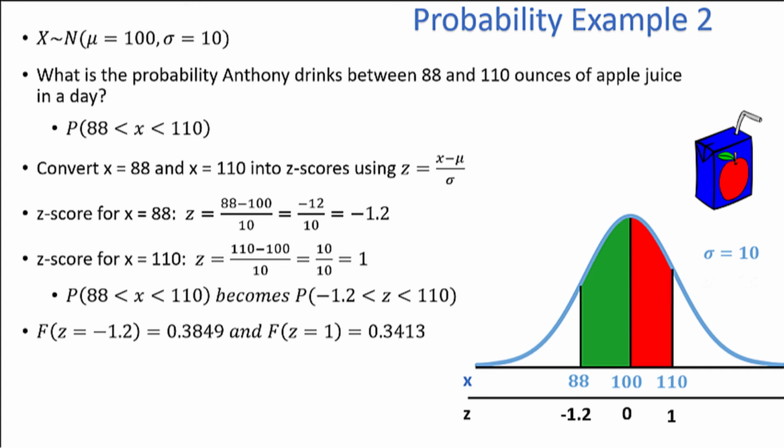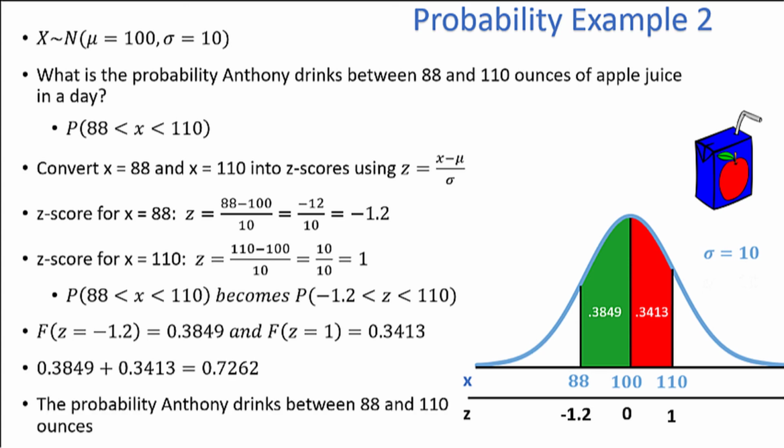Now back at our graph, remember that these probabilities are from the mean up to our z-score, which thankfully is the area that we're looking for. The green area is 0.3849 and the red area is 0.3413. Adding the two probabilities together, we have 0.3849 plus 0.3413, which equals 0.7262. The probability Anthony drinks between 88 and 110 ounces of apple juice in a day is 0.7262, or 72.62%.